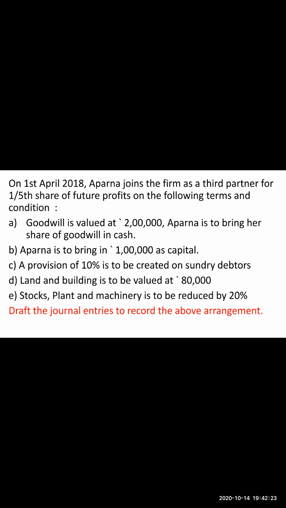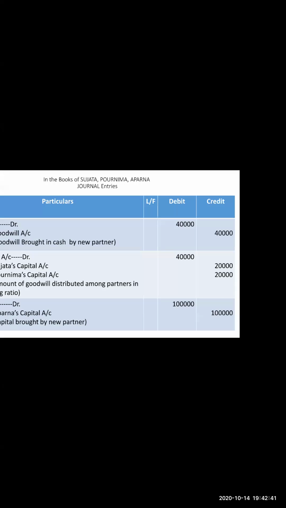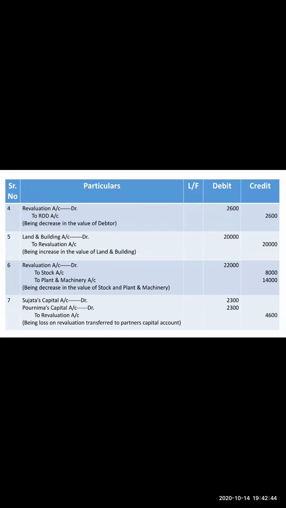60,000 था, अब 80,000 हो गया है. Correct, Aditya? The value of land and building is increased, right? कितना increase हुआ है? 20,000 increase हुआ है, क्योंकि बैलेंस शीट में कितना था? 60,000. अब कितना वैल्यूड हो गया? 80. मतलब मेरा value of asset, value of land and building is increased. So whenever my asset is increased, what will be your entry? It will be land and building account debit to revaluation account, being increase in the value of land and building.